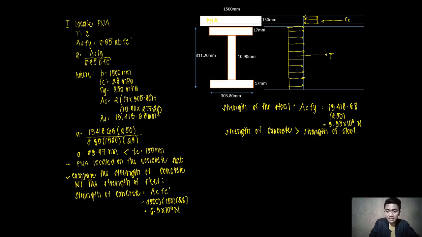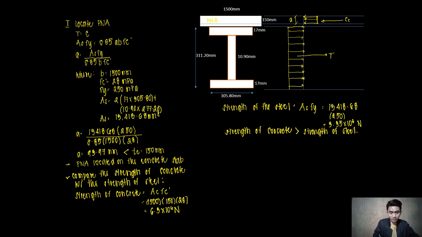So take note that this distance now, the value here now is A. Since this area is the location of your plastic neutral axis, A now is the location of your plastic neutral axis from the topmost part of our composite beam. Now how am I going to determine now the value of our nominal moment capacity?